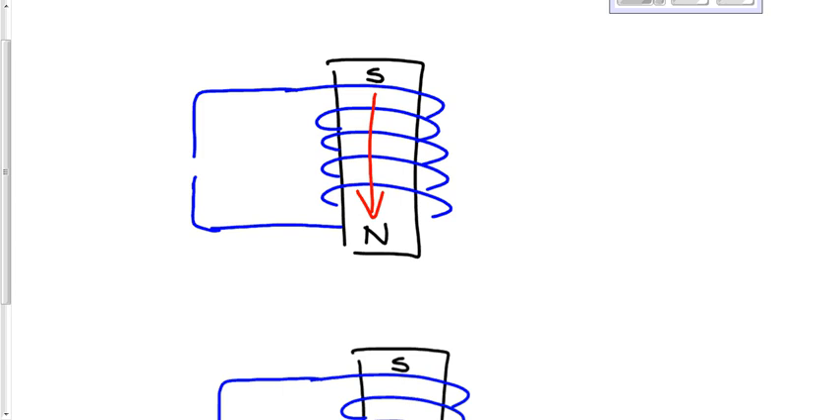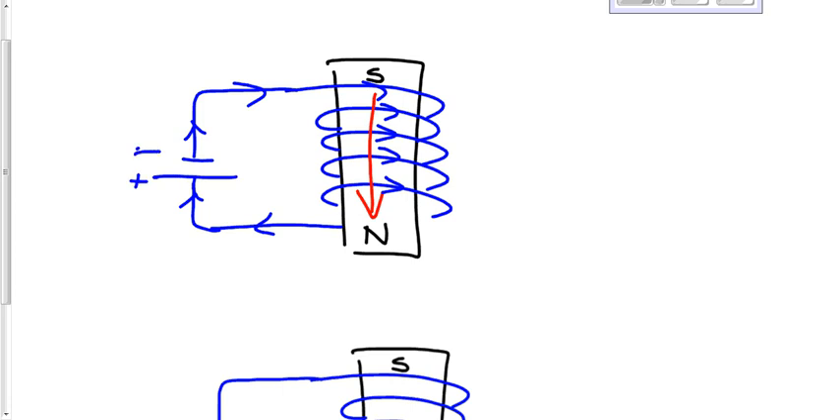So let's draw this now. If it's going to the right, then it loops around like this. What's the polarity of this battery? Which end is positive, which end is negative? This side is negative, and this side is positive. Done.